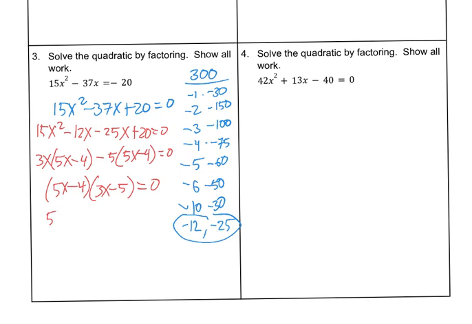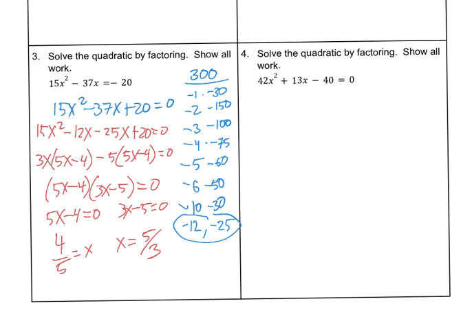That gives us 5x minus 4 is equal to 0. Because we're solving this, we have to go further and get 4/5 is equal to x. For the other one, we got 3x minus 5 is equal to 0. That gives us x equals 5/3.